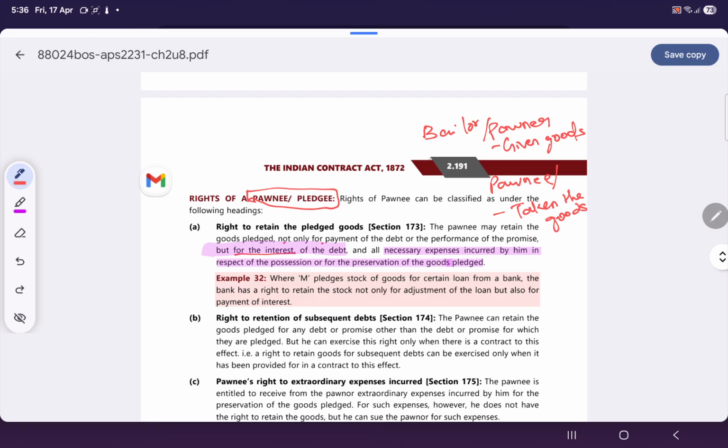For what purpose can he retain the goods? For principal and also for interest. Right to retention of subsequent debt.